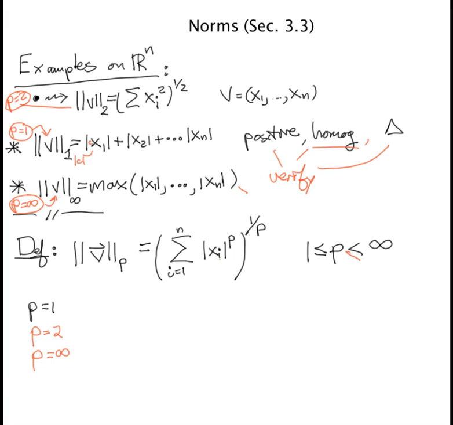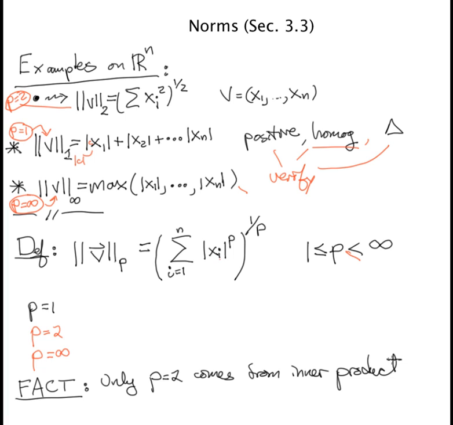And, well, a key fact is that only p equals 2 comes from an inner product. So I'm not going to prove that or talk about that too much, but I might talk about that a little in class. It's a basic fact that only one of these comes from an inner product. All of the others are norms, but there's no associated inner product.